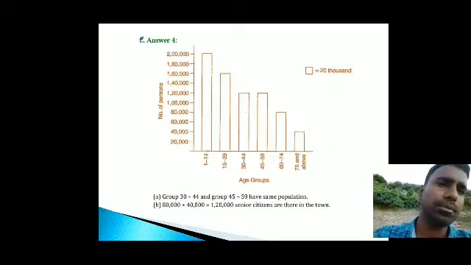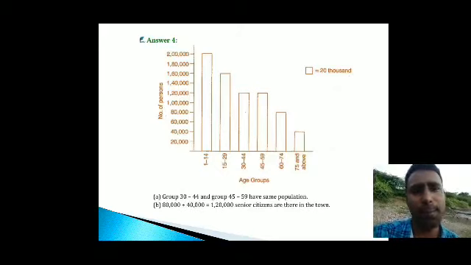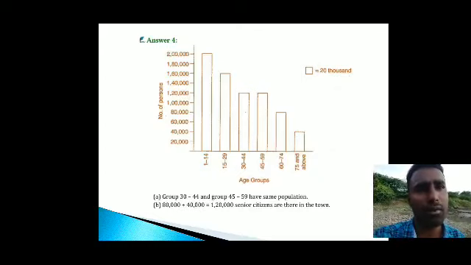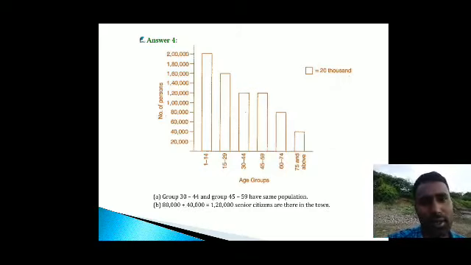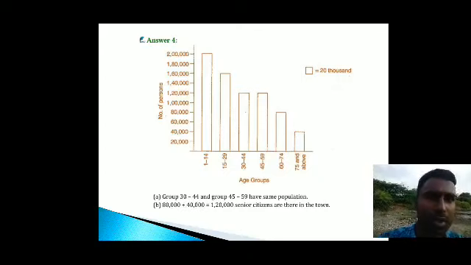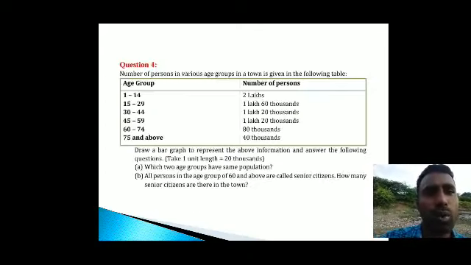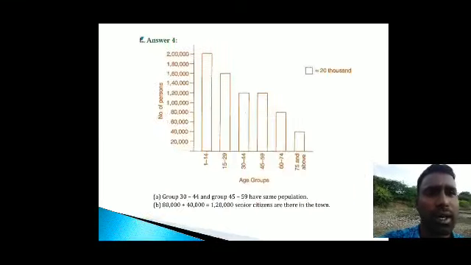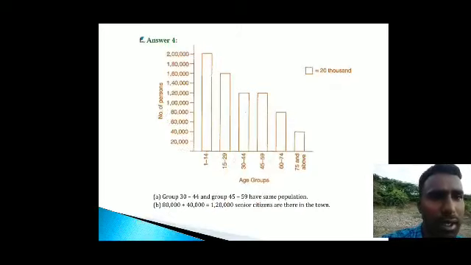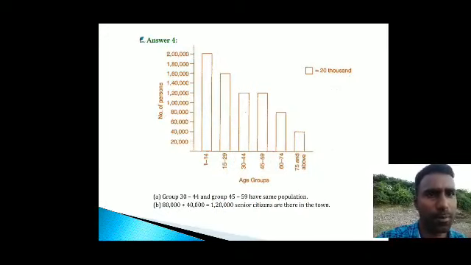Now you can notice that among these, which bar will be having maximum height? You can notice that 1 to 14, right? But the question they asked is which two groups have the same population. If you look, 30 to 44 and 45 to 59 will be the same, right? Both are the same height. That means the same y-axis value, that means 1 lakh 20,000.